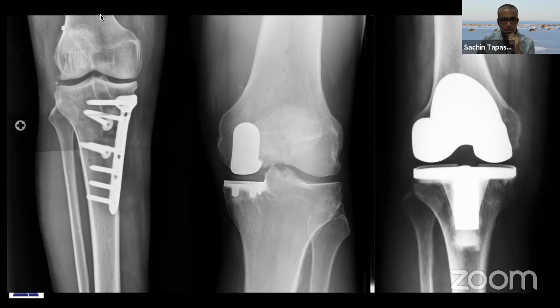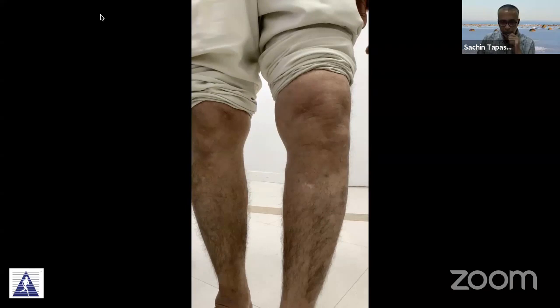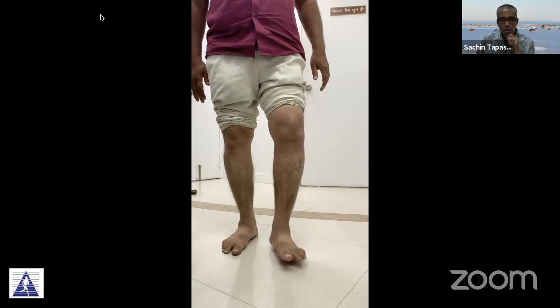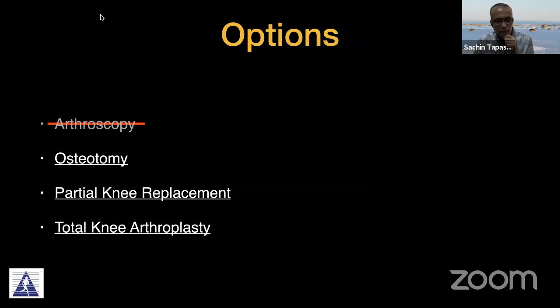So the first thing you need to understand is what the knee looks like. You need to examine the patient's gait. You need to see how he walks. And you need to understand, is the knee stable or not? When you look at these things, we're looking at three main options. This patient either deserves an osteotomy, a partial knee replacement, or one may argue a total knee replacement. Doing an arthroscopy for a patient who has an osteoarthritic knee is definitely not an option anymore.